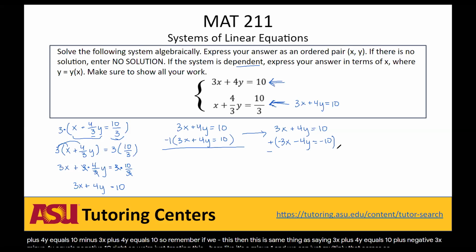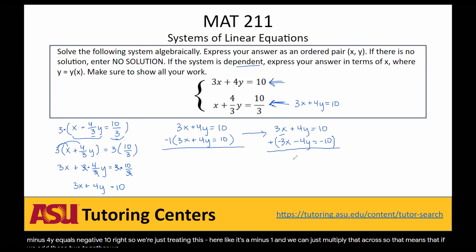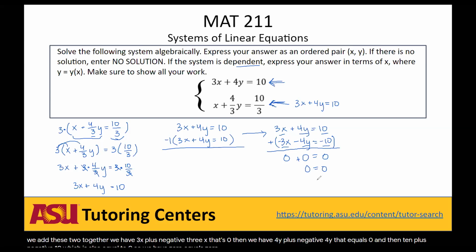So that means that if we add these two together, we have 3x plus negative 3x, that's 0. Then we have 4y plus negative 4y, that equals 0. And then 10 plus negative 10, which is also equal to 0. So we have 0 equals 0. So how do we interpret this?